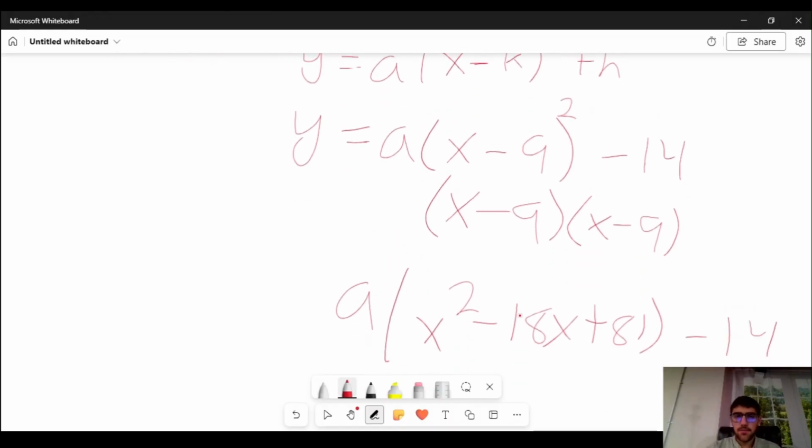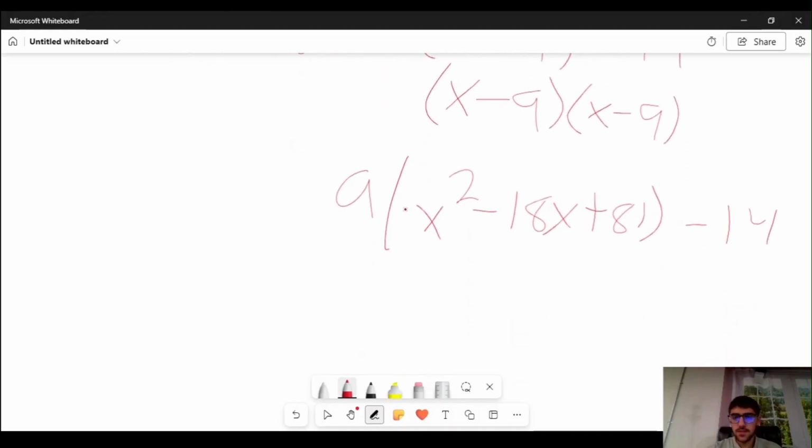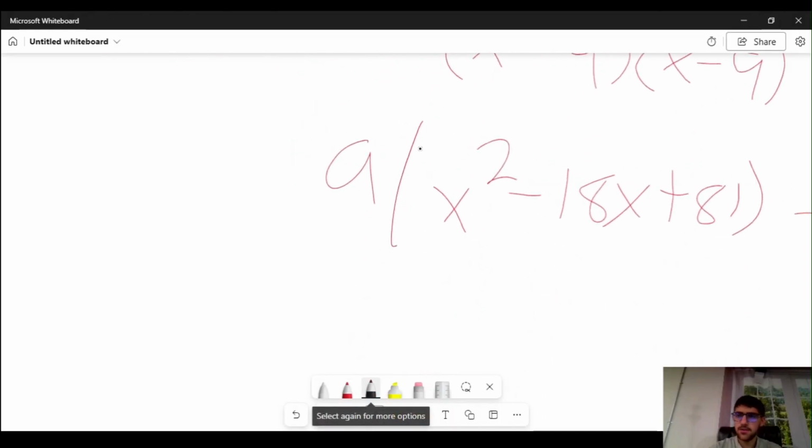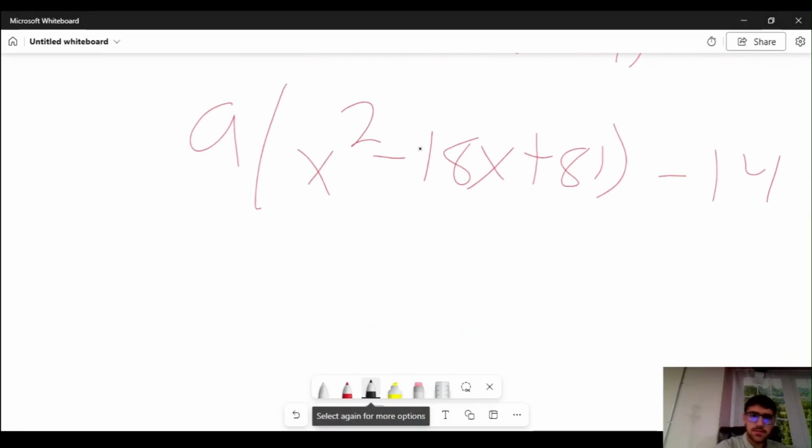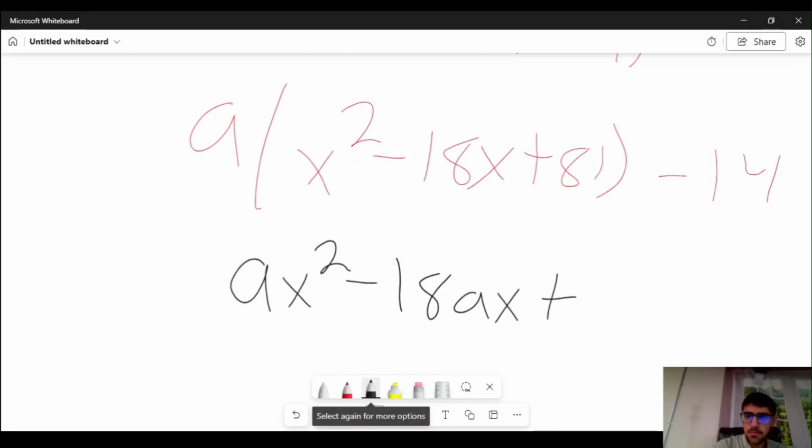So then, remember, we have to simplify the most we can, so I'm just going to distribute the a. Let me change to black. I don't know why I'm writing in red. So I get ax squared minus 18ax plus 81a minus 14.